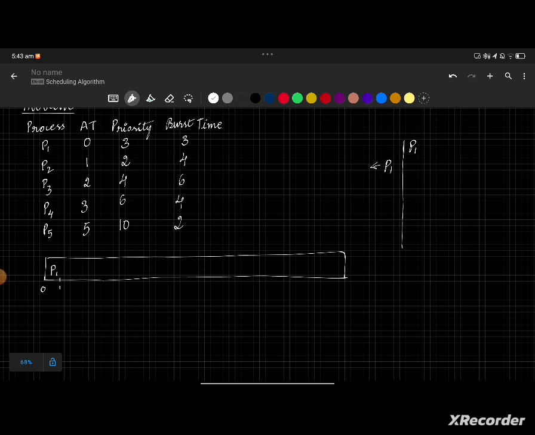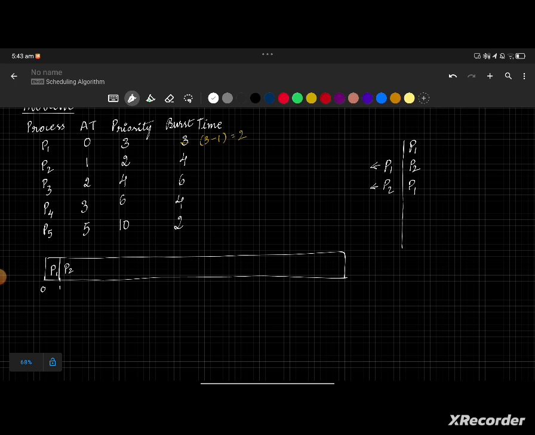Now at 1, a process called P2 arrived in the ready queue. See the priority of P1 and P2. P1 had priority 3, P2 had priority 2, which means P2 has the higher priority. So you stop P1 at 1 millisecond and update the burst time: 3 minus 1, so it will be 2. This is the updated time of P1. P1 is sent to the ready queue, and P2 comes and gets the CPU.